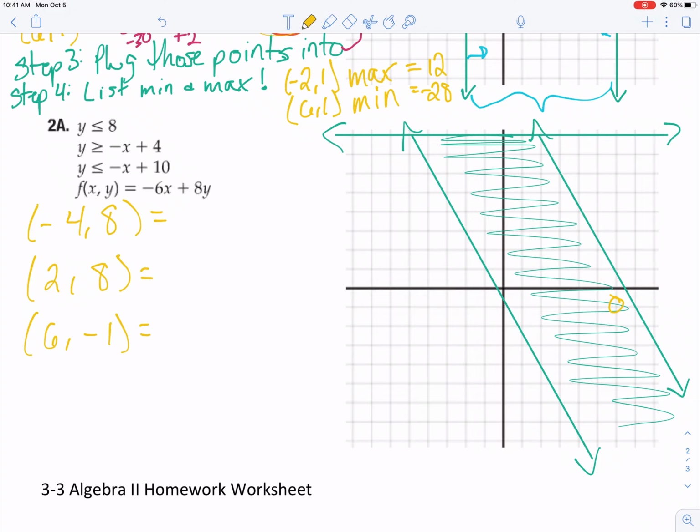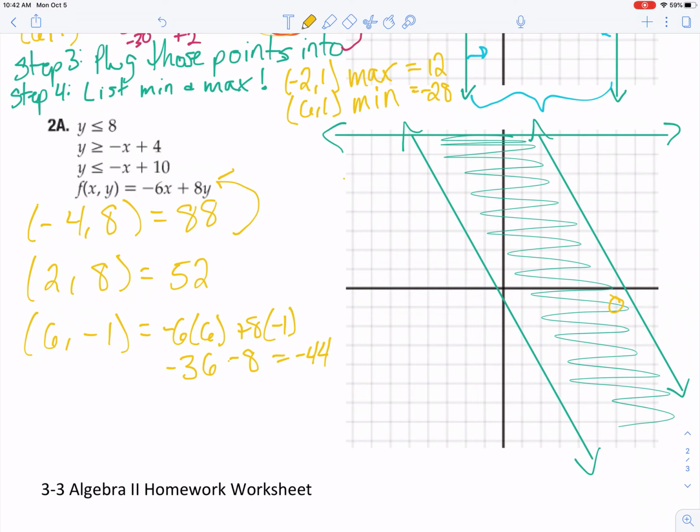Okay, so now I'm going to go ahead and plug all of those in. And I'm going to help us out on time here. I promise you when you plug in negative 4, 8, you're going to get 88. And I promise you when you plug in 2, 8, you're going to get 52. I'm just plugging in right here to get those. I need to plug in 6, negative 1, because I don't know what that one is. So negative 6 times my 6 plus 8 times my negative 1 is negative 36 minus 8, which is negative 44?